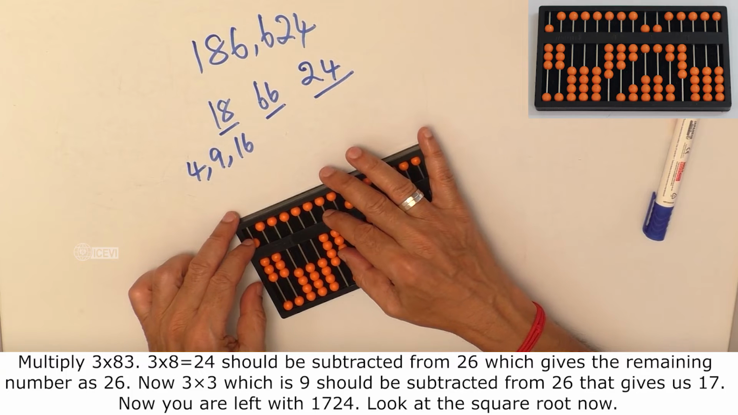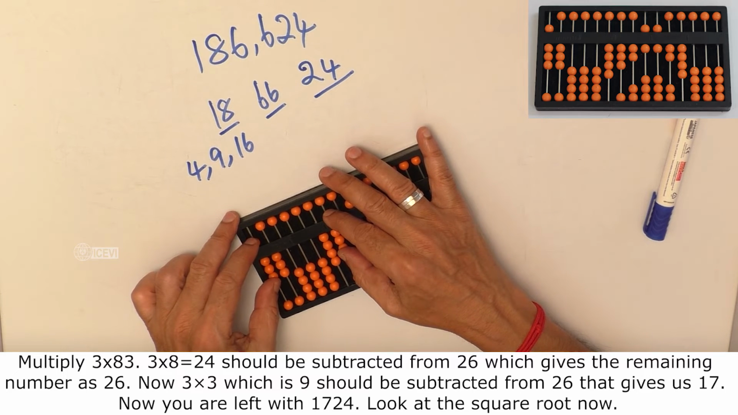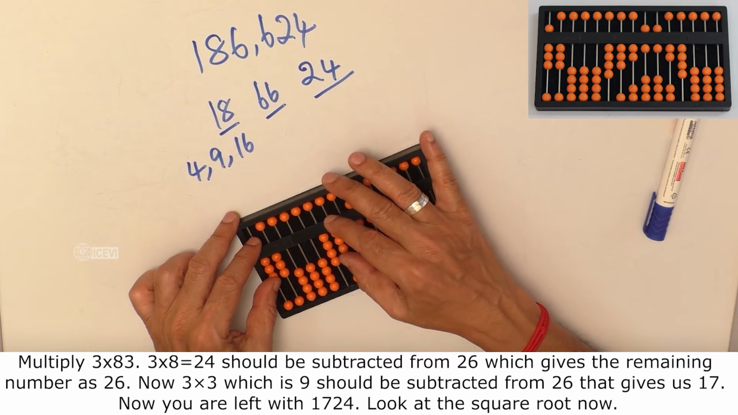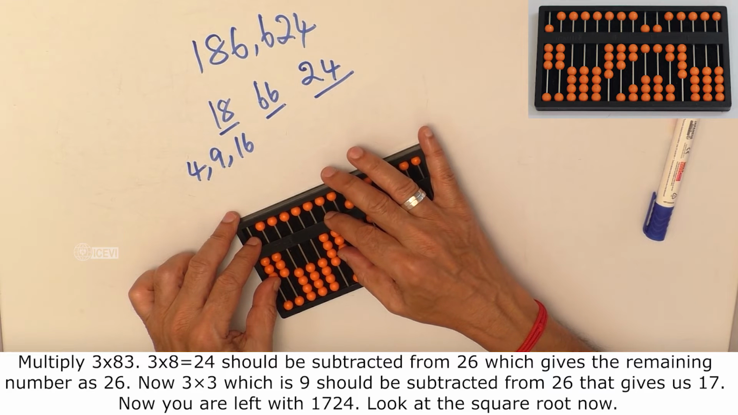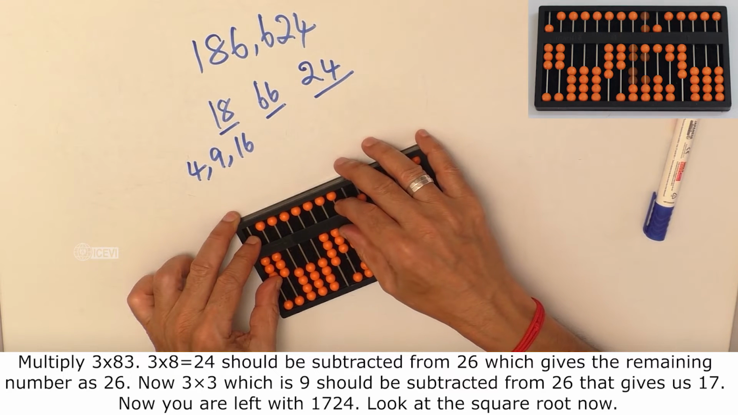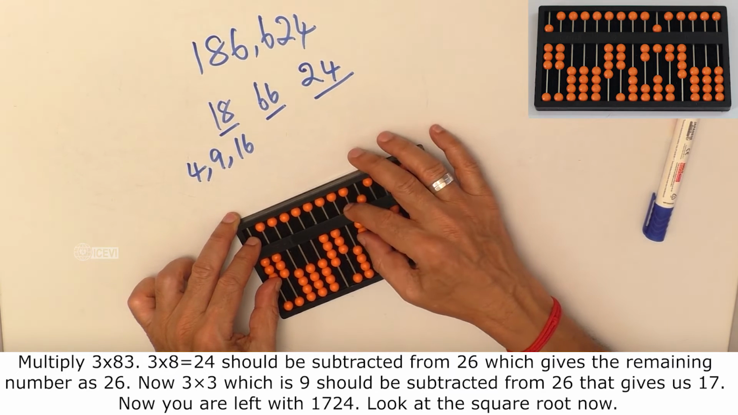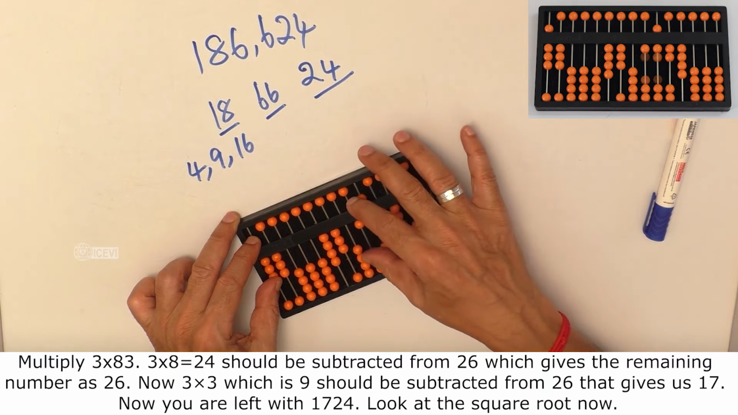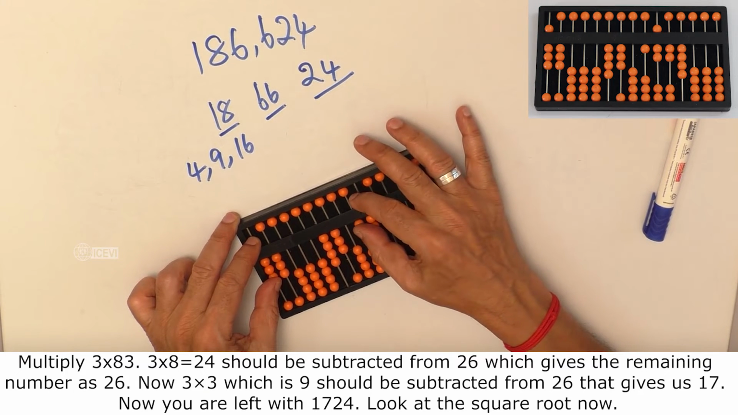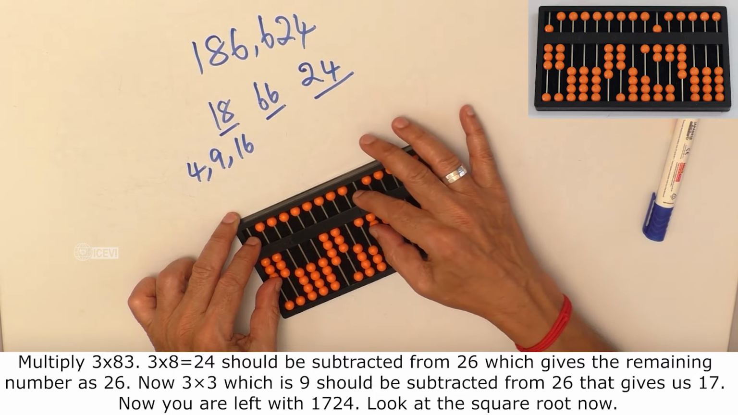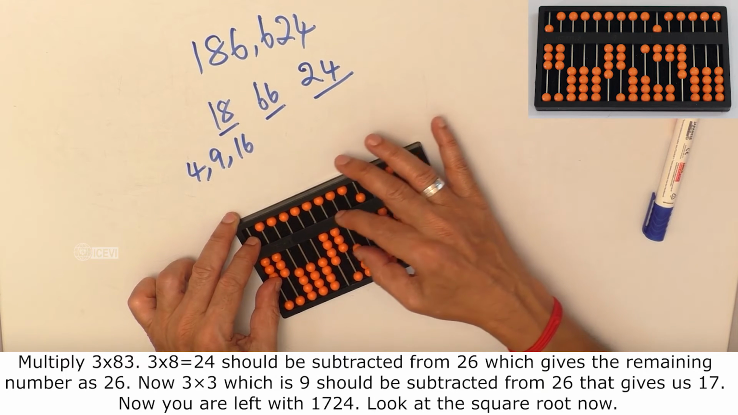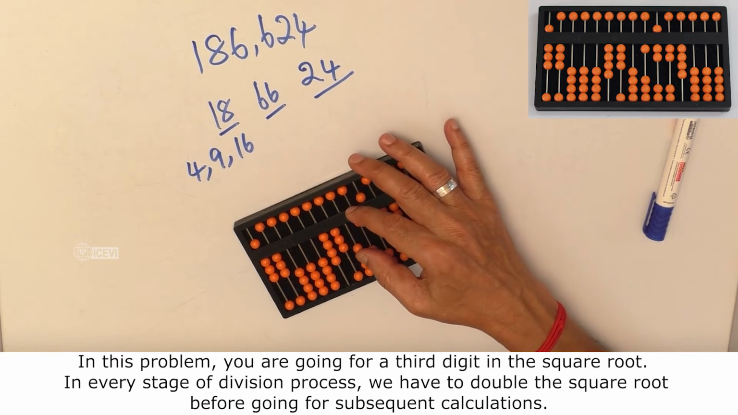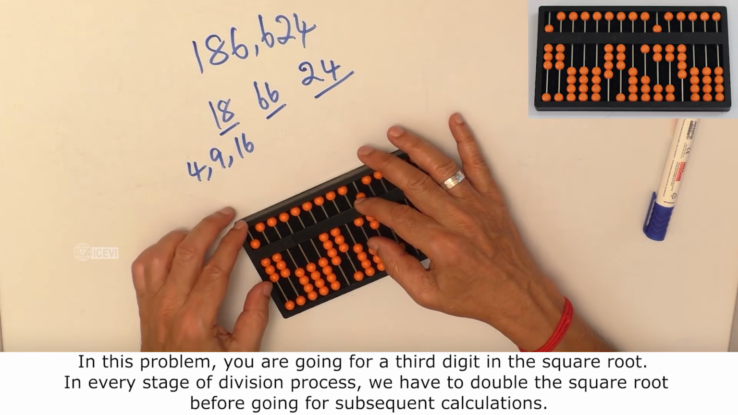Now multiply 3 with 83, that is 3 multiplied by 8, which is 24. That should be subtracted from 26. Now 3 multiplied by 3, which is 9, that should be subtracted from 26. That gives us 17. Now you are left with 1724. Look at the square root now. In this problem, you are going for a third digit in the square root.